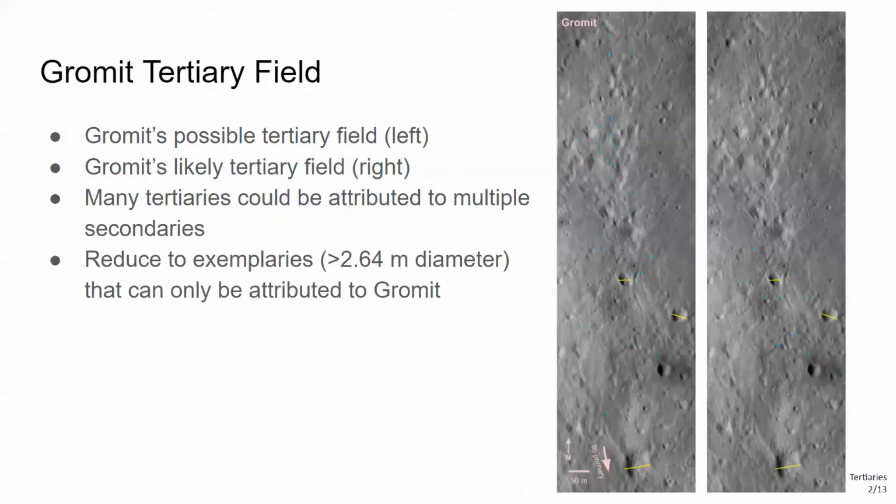Okay, so here's Gromit's tertiary field. This is the possible tertiary field on the left. You can see all those tiny little blue freckles. This right here is Gromit. These are other secondaries. And note how, for example, this tertiary might have come from this secondary or from Gromit. So we basically just said, okay, we're just not going to take any of them that overlap with the V-shaped ejecta of other secondaries. In addition, we also cut it down further by saying we're only going to take tertiaries that are greater than 3 pixels across. So that's 2.64 meters across. And that's how we went from this field of 76 to this field of 14.